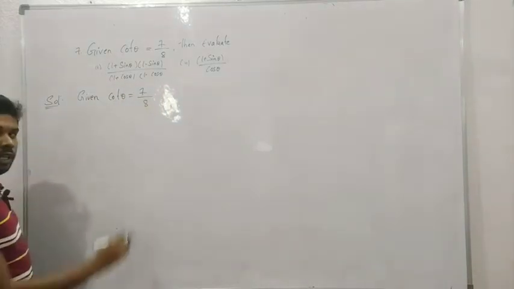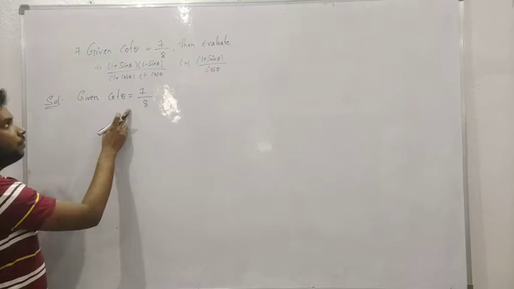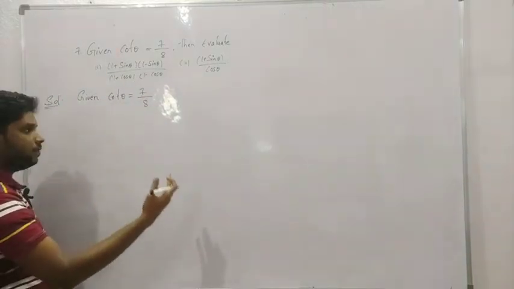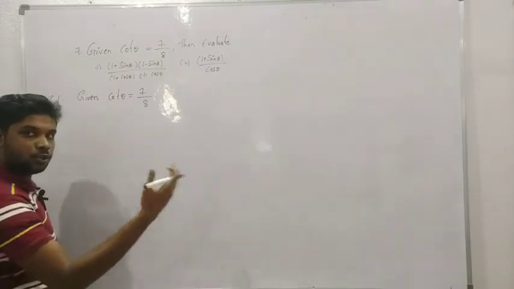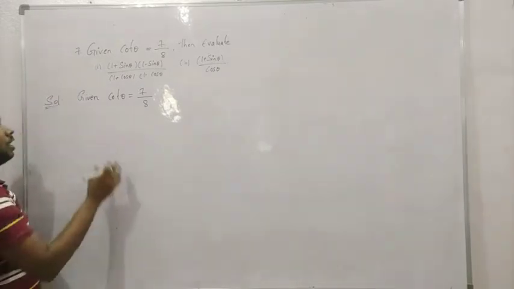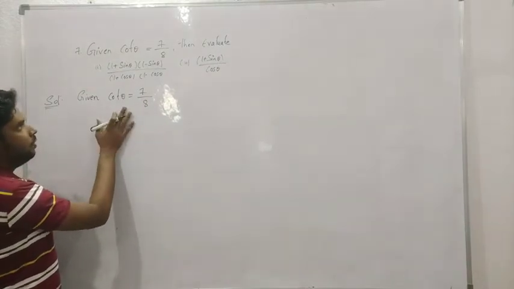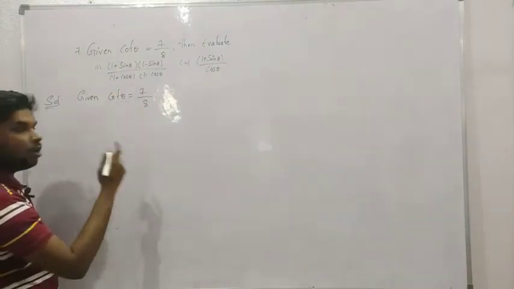Okay, so with the help of one trigonometry ratio we have to find sine and cos. How we have to find, we have discussed already in the previous video. If you haven't watched my videos, go through them and please have a look over it. So given here cot theta is equal to 7 by 8. With the help of cot theta we have to find the value of sine theta and cos theta.